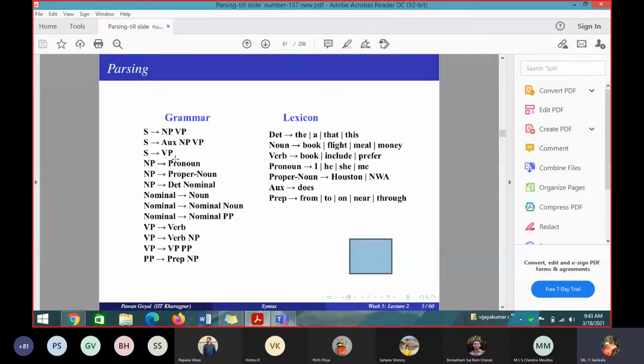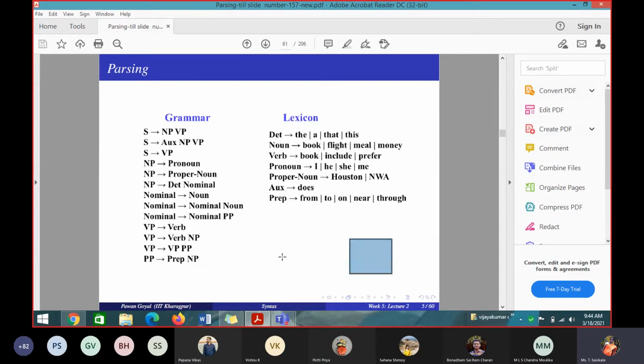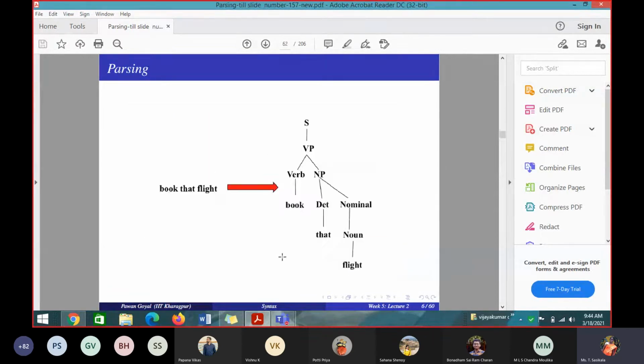Have you all copied this? Can I move to the next slide? Yes, ma'am. Here I am starting with the top-down approach. So this is for this grammar. Do you all have the grammar with you? I cannot move forward and backward again and again. So all are having the grammar now.